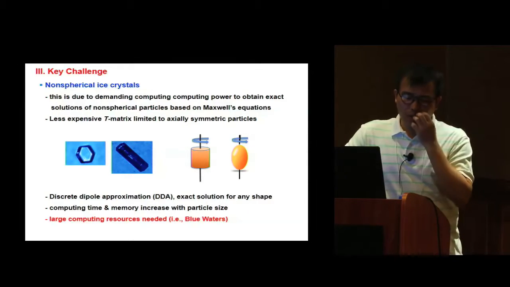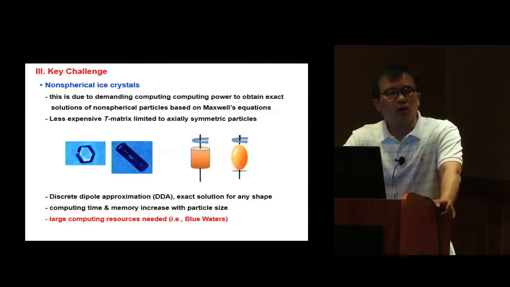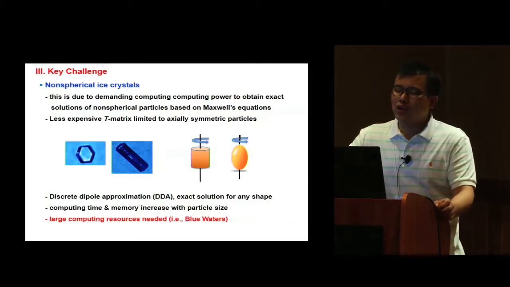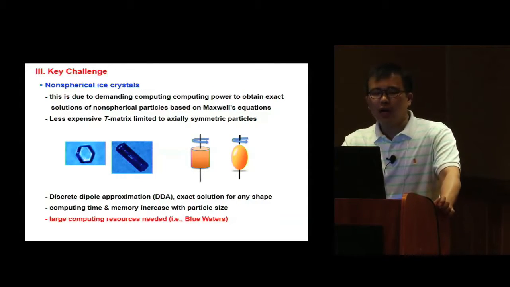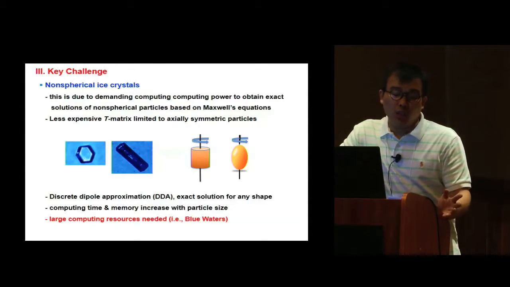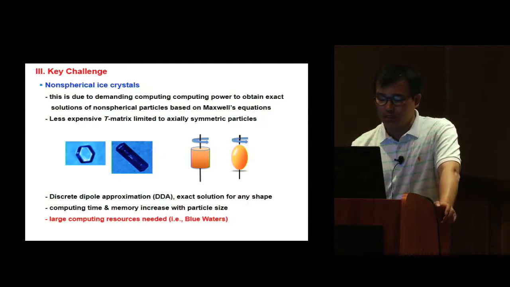As an alternative solution, we have the discrete dipole approximation. It's called DDA. It can calculate the exact solution for any shape of particles. However, as computing time and required memory increase dramatically with particle size, we need large computing resources like Blue Waters.